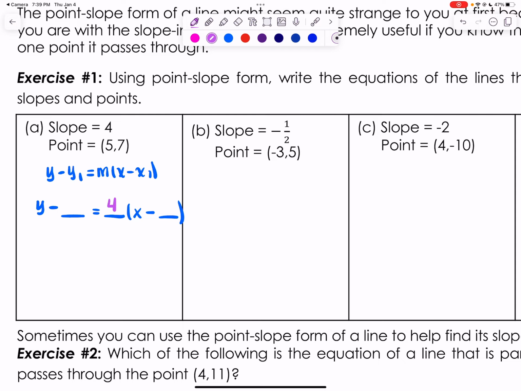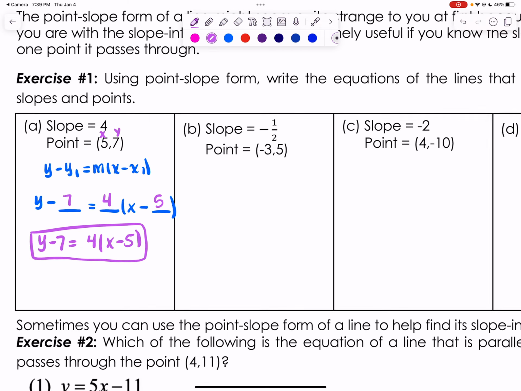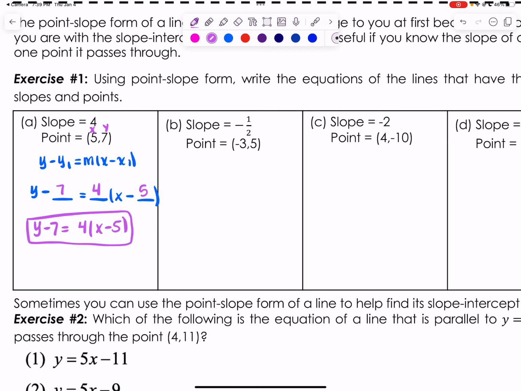And now what I'm going to put in for x1 is the x value of my point. So if I look, the point is 5, 7. So my x value is 5 and my y value is 7. So I put my 5 here and my 7 here. So that would be your equation. y minus 7 equals 4 times x minus 5. That's it. Let's see how we would do another one. And the thing is, you don't have to rearrange it. That is your final answer because we do want to just write it in point slope form.